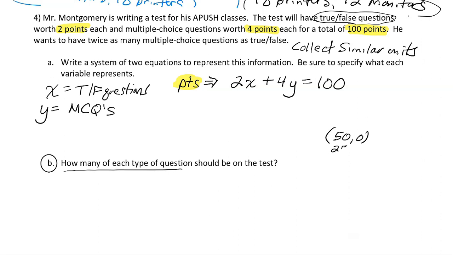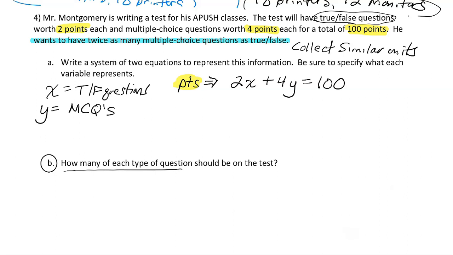He could have 25 true and false, and, well, that might not be a nice round number there. He could have 10 multiple choice. That would be 40 points, so then that would be 60, so 30 true and false. So whatever combination he wants, if that's all that we knew, there's a lot of different combinations that would work. But we're told in this last sentence, he wants twice as many multiple choice as true and false.